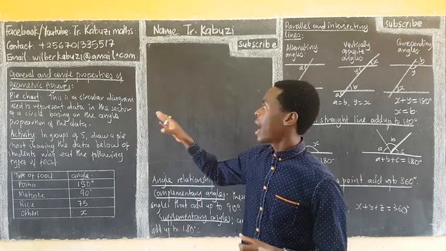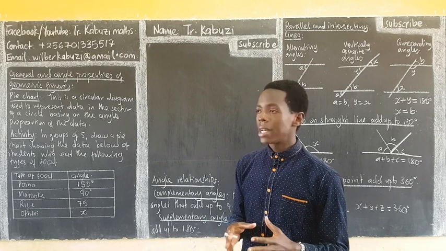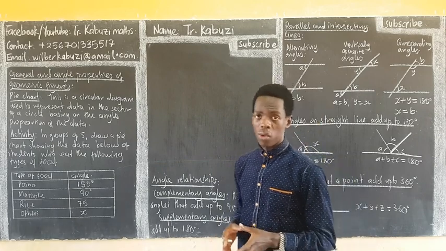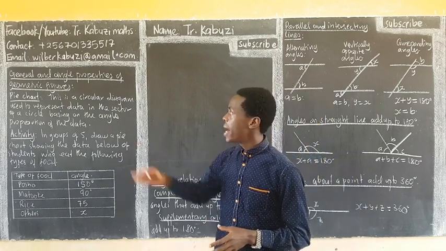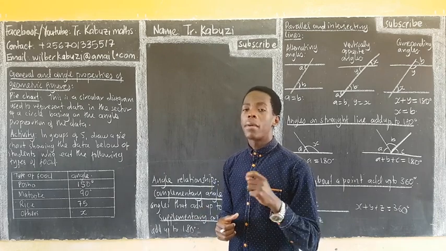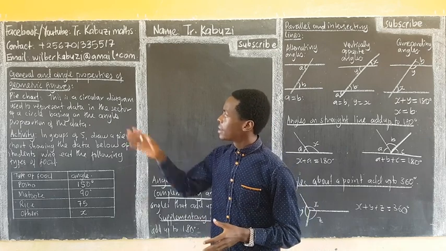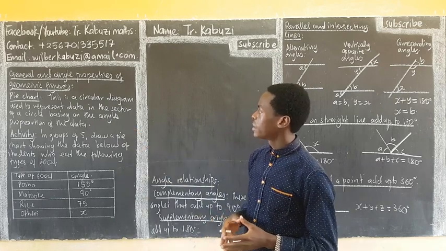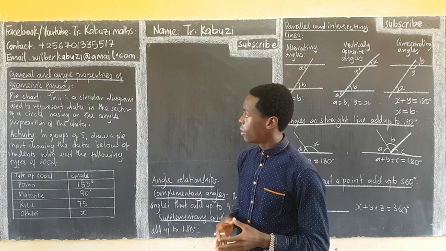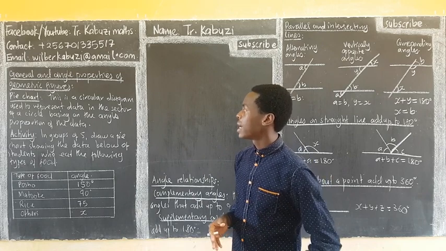So now we are going to see how you can use the idea of angles to represent data. So that data should be given in angles, as we are going to see. A pie chart is what we use to represent data in proportion to the angle of the given data. This is a circular diagram, used to present data in a sector of a circle based on the angle proportion of the data.